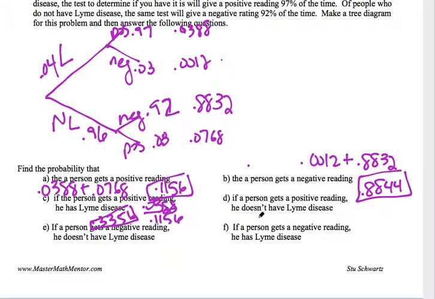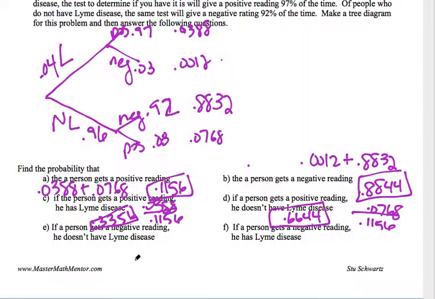Okay. Person gets a positive reading, he doesn't have Lyme disease. Okay, so again, my denominator, 0.1156, and then my numerator doesn't have Lyme disease. So positive reading and doesn't have Lyme's disease, 0.0768 right here. Doesn't have Lyme disease, positive reading right here. And that happens 0.6644. Seems high. Seems very high.